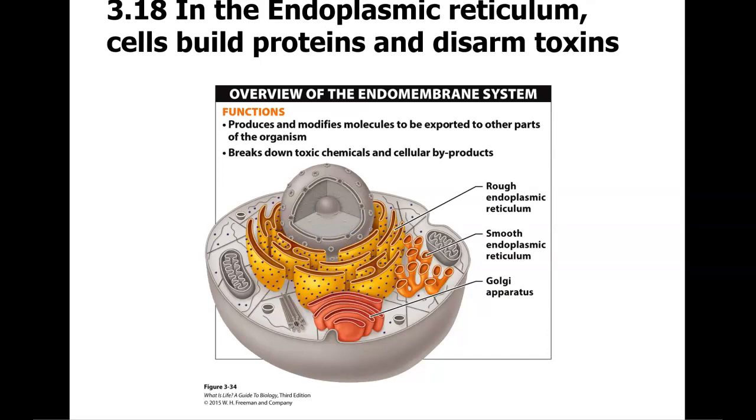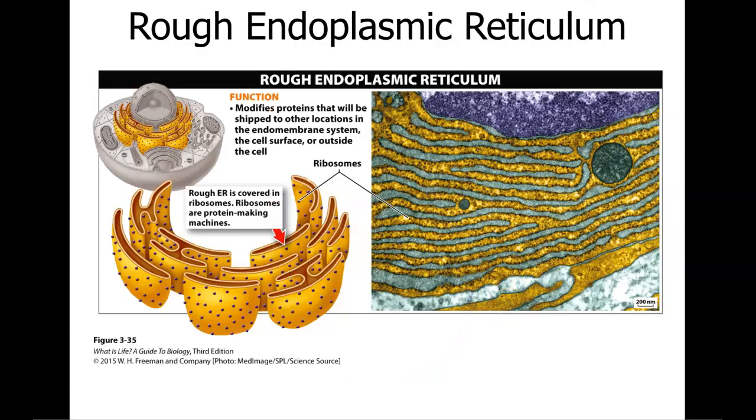Next, we're going to the endoplasmic reticulum. And so these are going to be two different types. You have what's referred to as the rough endoplasmic reticulum and the smooth endoplasmic reticulum. Along with these membranous structures, you're also going to find the Golgi apparatus. So the functions: to produce modified molecules to be exported to other parts of the organism and to break down toxic chemicals and cellular byproducts.